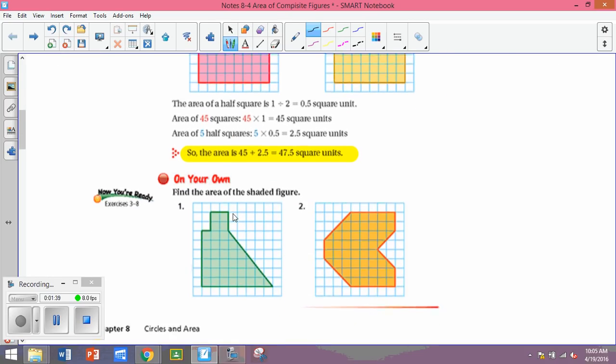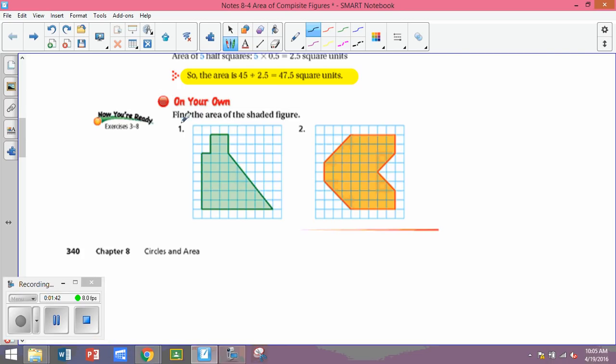So what I'd like you to do is pause your computer and do number 1. Pause your computer and do number 1 and then come back.